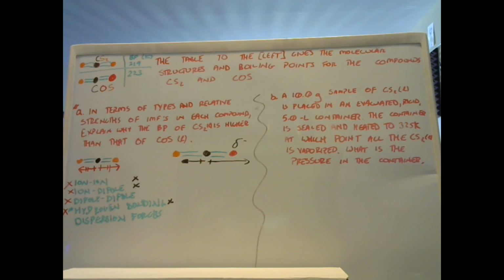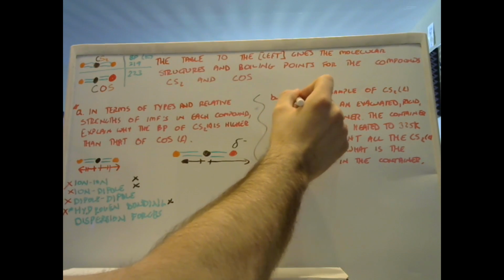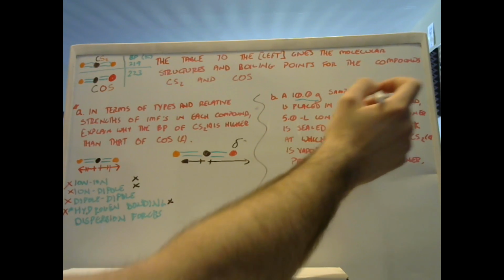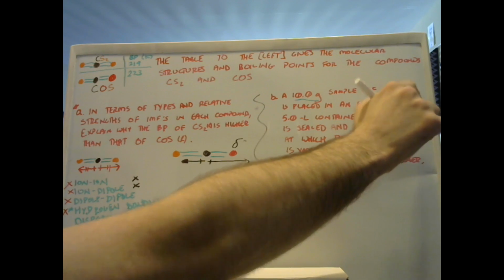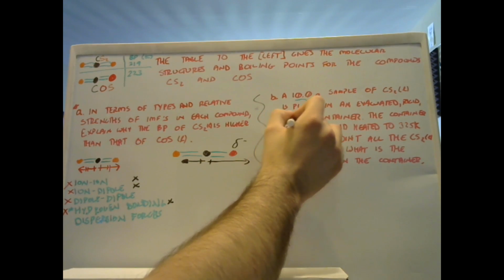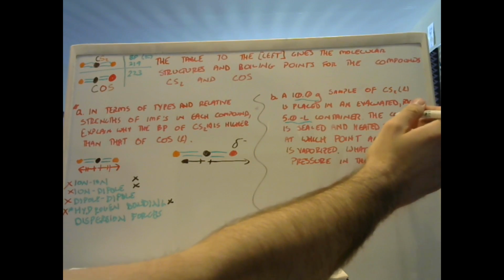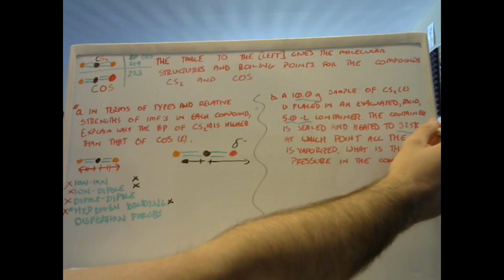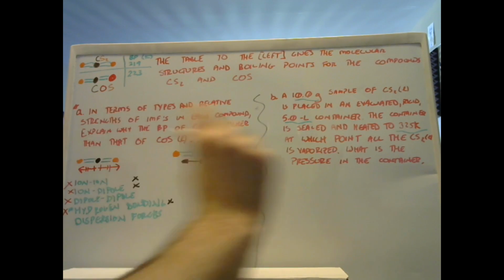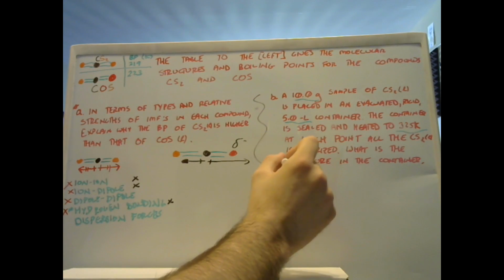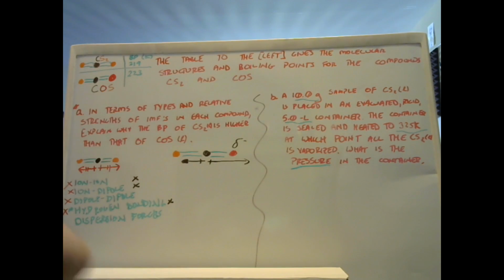B is an ideal gas law equation. It doesn't look like it, but let's break it down and see how we get there. A 10 gram sample of CS2 liquid, that's a number that's probably going to be important, is placed in a vacuum rigid, meaning it's not going to change, 5-liter container. The container is sealed and then heated to 325 K, at which point all the CS2 liquid is vaporized. Find the pressure. What is the pressure?